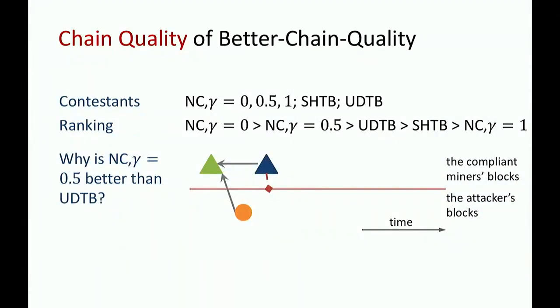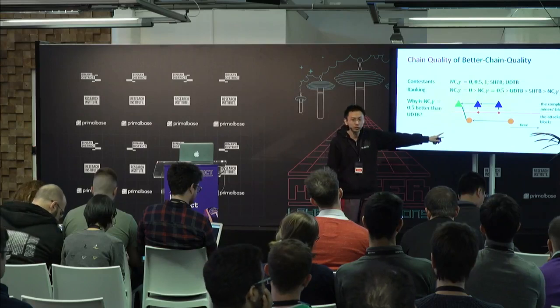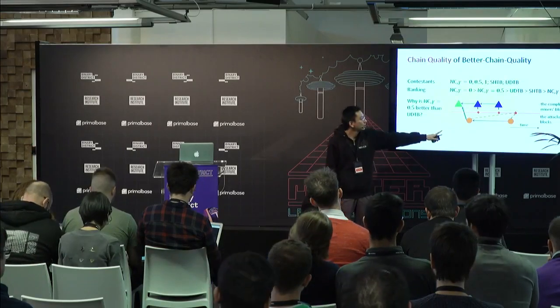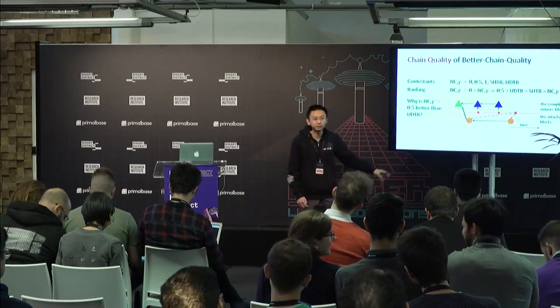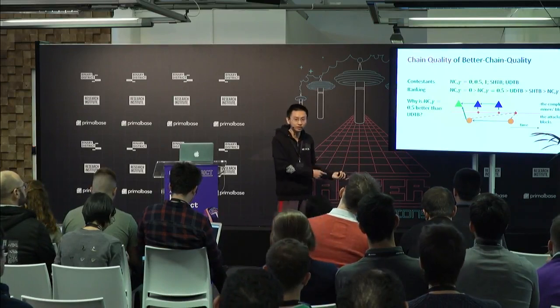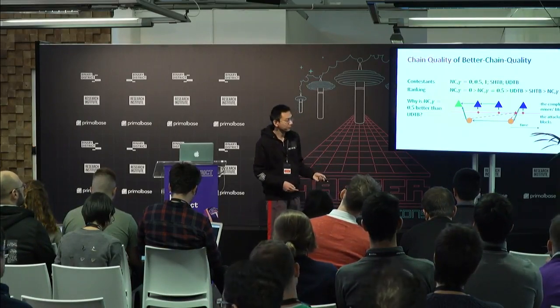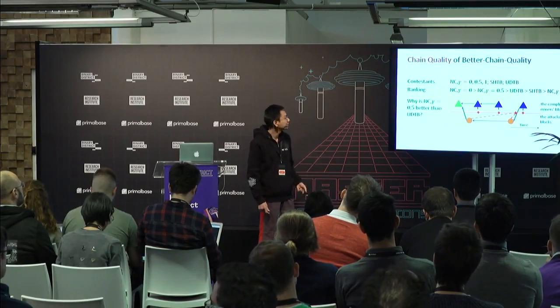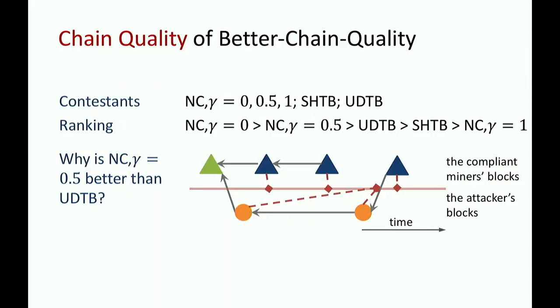But in UDTB, the attacker is not doomed. Even if the next block is also mined by a compliant miner, the attacker can keep mining on this block. As long as the attacker can win the block race with the next block, when the attacker publishes both blocks after the compliant miner's blocks, if the pseudo-random function says the attacker's chain wins the block race, it can still win the block race and claim all the block rewards. So because UDTB allows a specific attack behavior called catching up from behind, it is not as good as Nakamoto consensus when gamma equals 0.5.